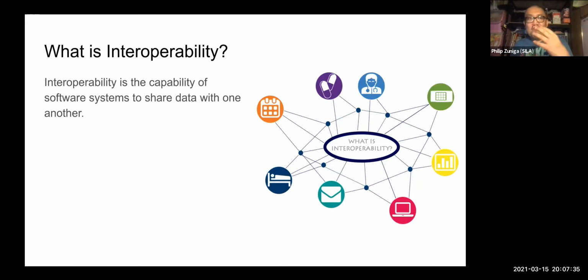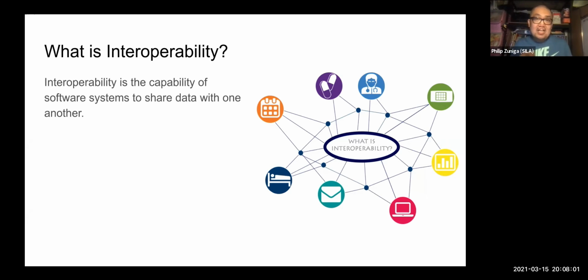Before we move forward, it will be good to know what interoperability is. To simplify, interoperability is the capability of software systems to share data with one another. So we have two software systems, and we want them to share data with one another. If they can do that, then we say that they are interoperable.